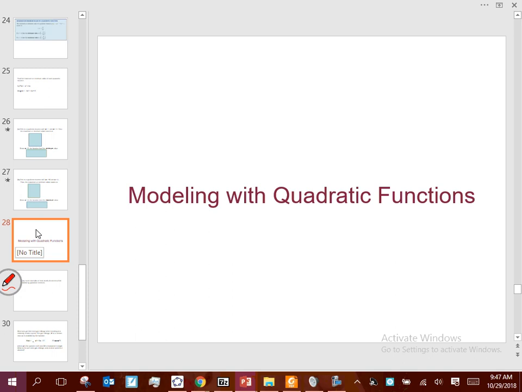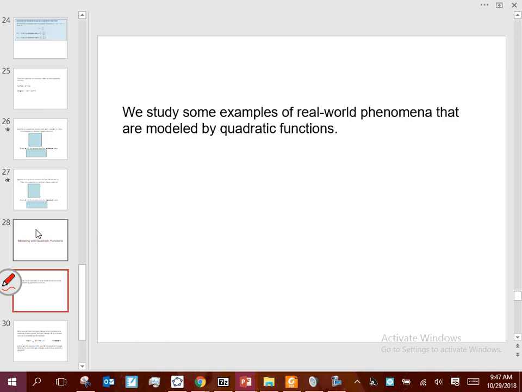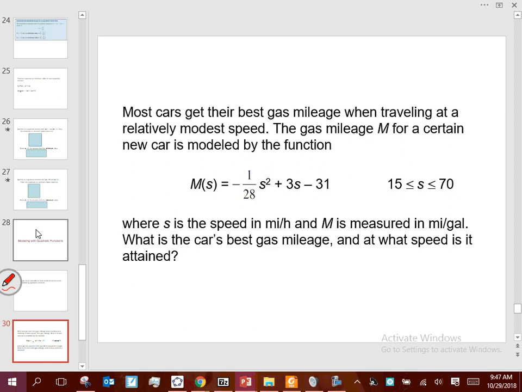You guys remember doing the projectile? Okay, the negative 1/2 t squared plus v sub naught t plus h sub naught. Okay, those are modeling situations where we're taking a real life situation and explaining it with a quadratic equation. Okay, a quadratic function. There's a lot of real world phenomena that can be modeled using this, and one of them is gas mileage.